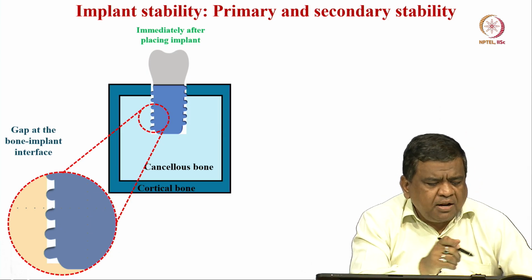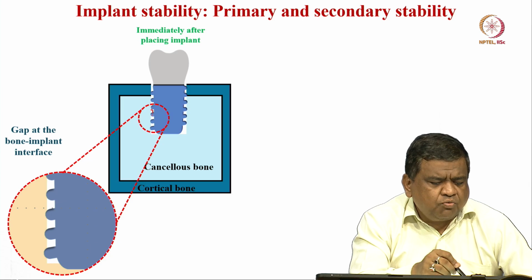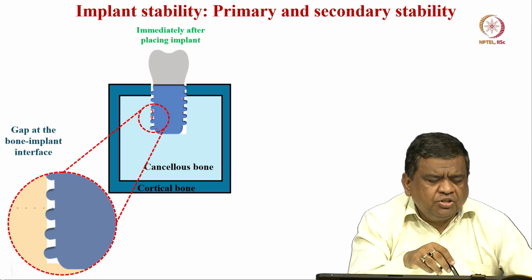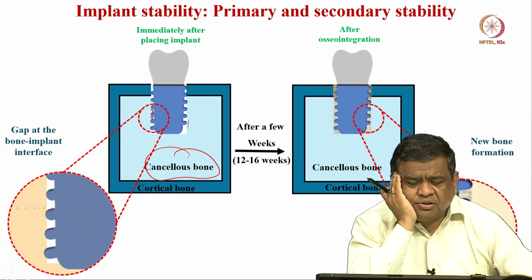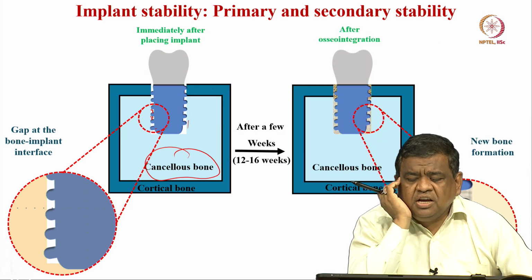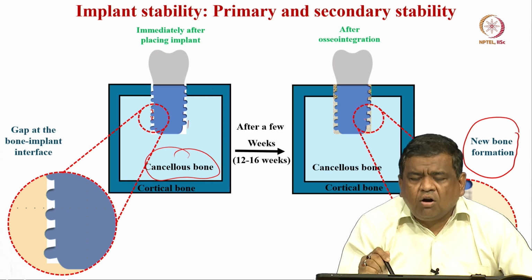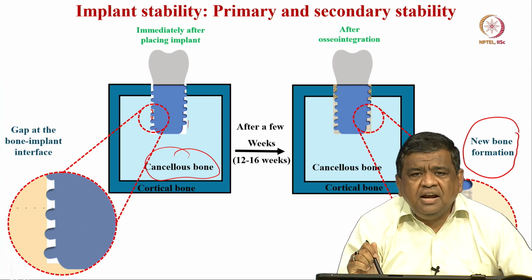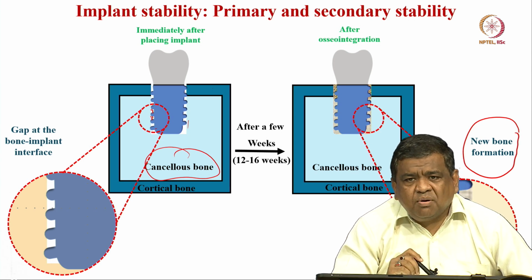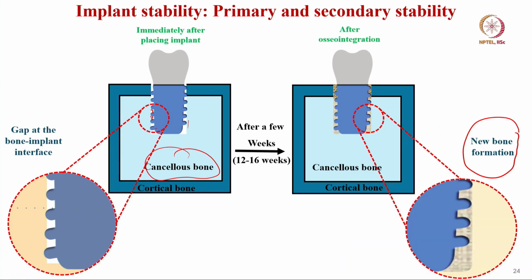So, this is the gap at the bone-implant interface, these white gaps you can notice. This is the cortical bone and this is the cancellous bone. Cortical bone is the cover one, cancellous bone is this one. After osseointegration, you expect the new bone formation to essentially cover this gap. So, one is the case for primary stability. Once after osseointegration, this is the case for the new bone that I have mentioned just now.